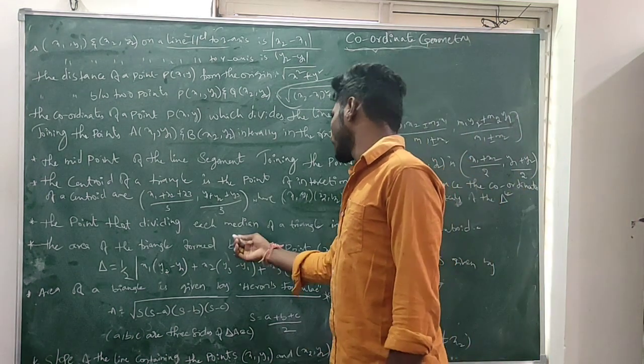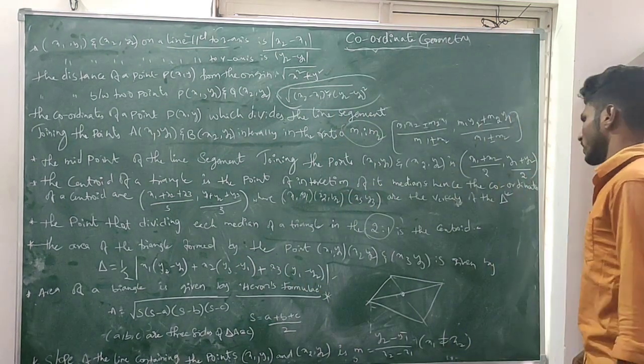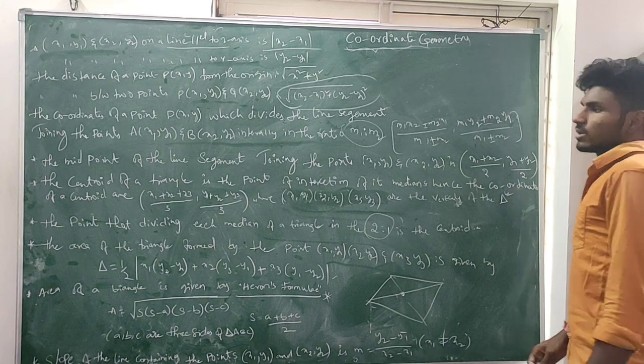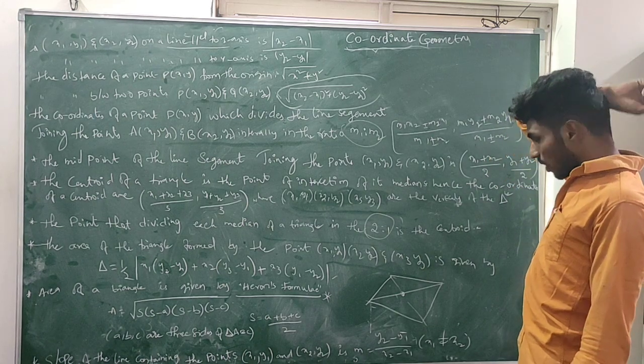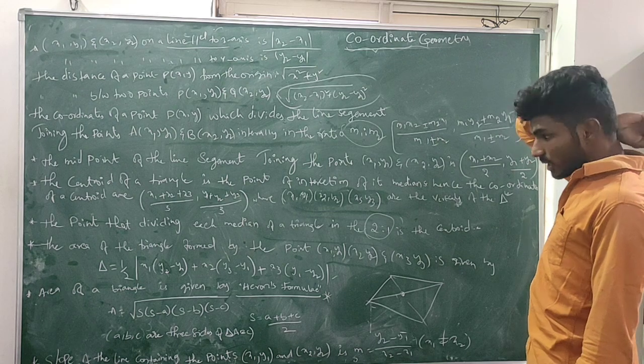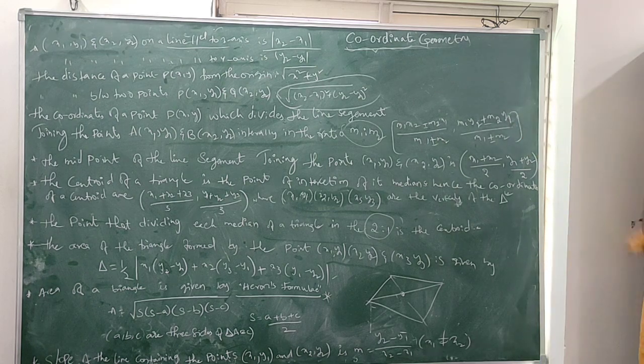So the point that divides each median of a triangle in the 2:1 ratio is the centroid. Whatever point divides all the medians in 2:1 ratio is the center of that particular triangle.